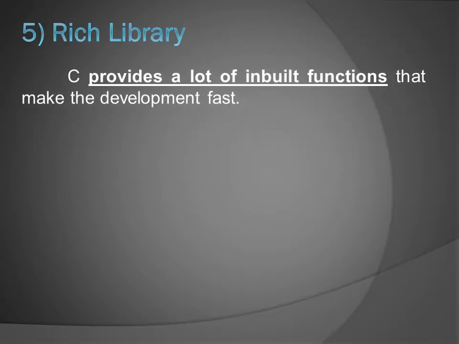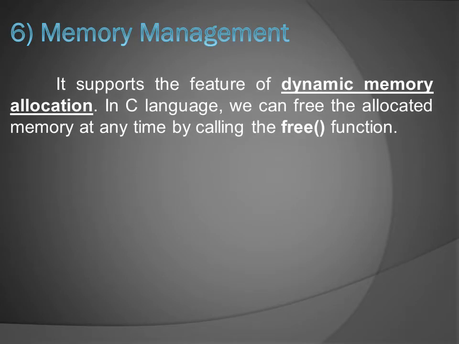Fifth is rich library. C provides a lot of inbuilt functions that make the development fast. Sixth is memory management. It supports the feature of dynamic memory allocation. In C language, we can free the allocated memory at any time by calling the free function.